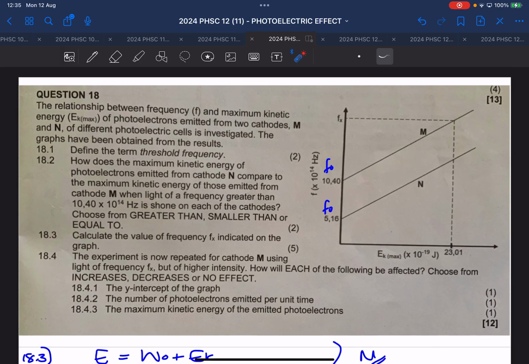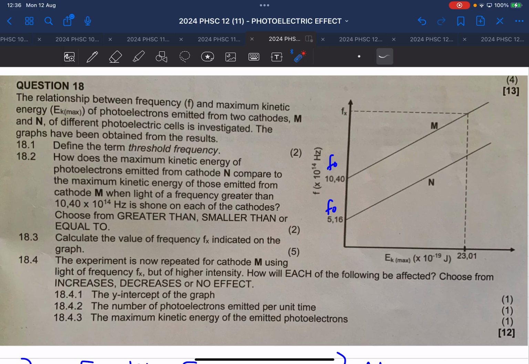Alright, now they say there, the experiment is now repeated for cathode M. Okay, so again M, with a light of frequency Fx, but with higher intensity. What does intensity do again, Fatima? It's going to increase the number of photons and thus electrons. Okay. Now my question to you, Rafiwe, is: if you increase the intensity, do the electrons move faster?